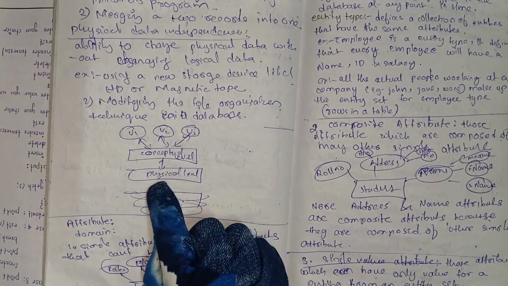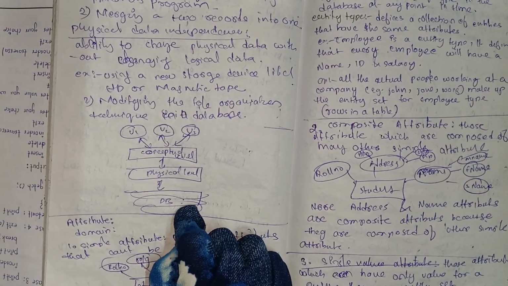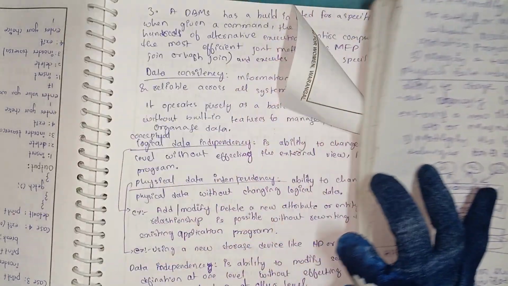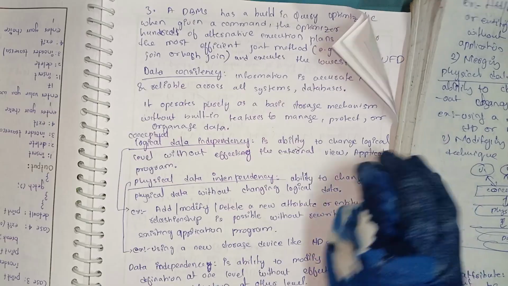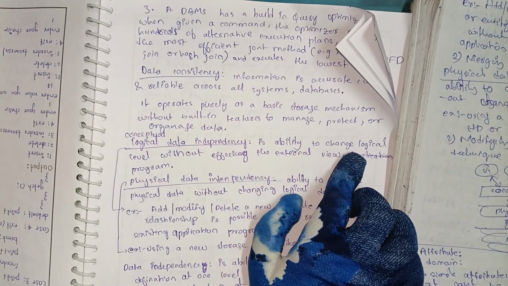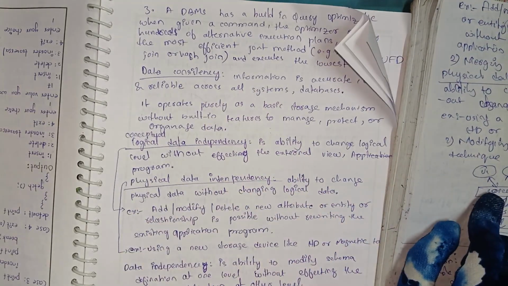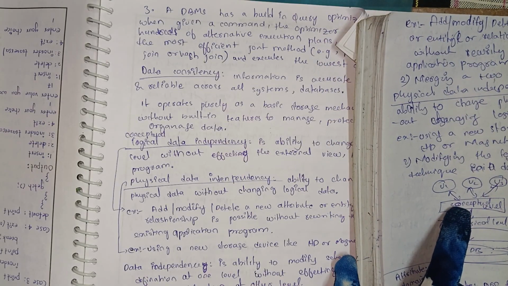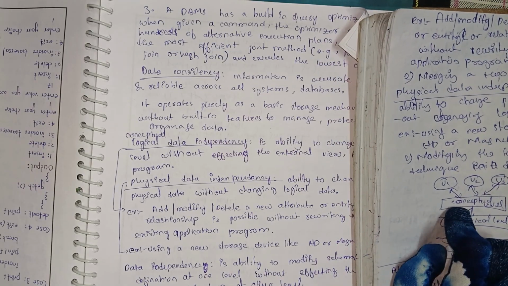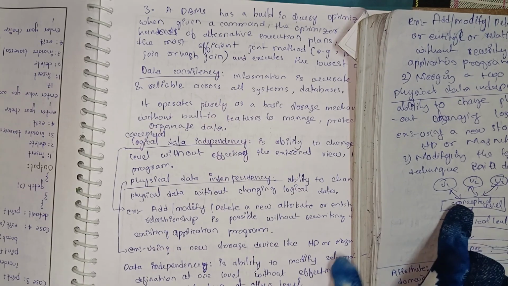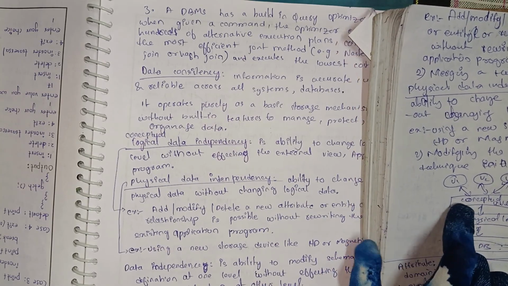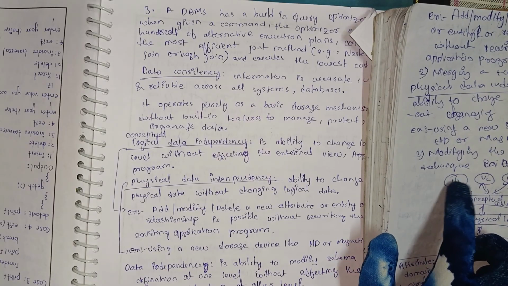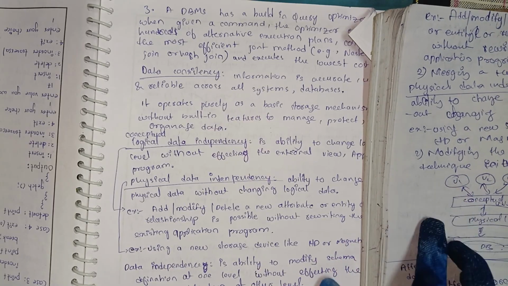Here is the conceptual level, physical level, database, view 1, view 2, and view 3. So logical independence is the ability to change the logical level, the conceptual level. Logical level is also called conceptual level. So it is the ability to change the conceptual level without affecting the external views.